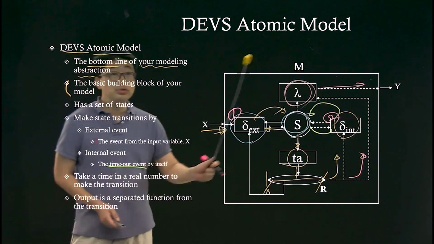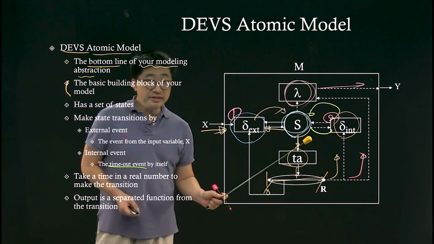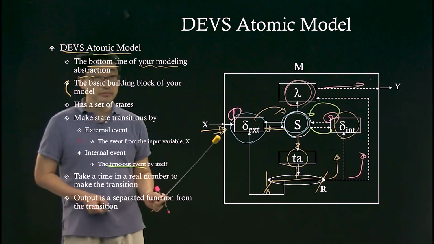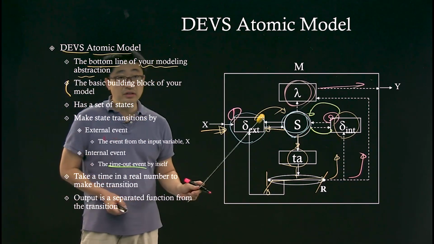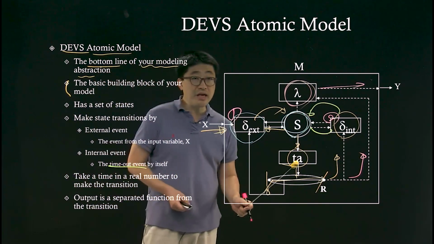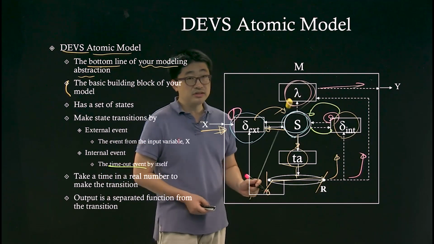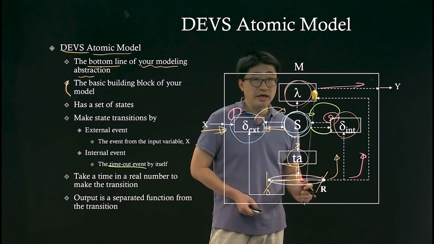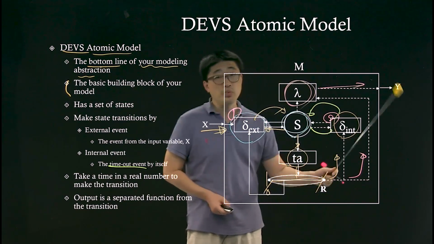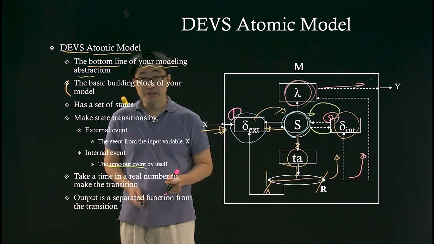So that's the lambda function, which is an output function, and all of this together constitutes the DEVS atomic model. State is defined, and input and output are defined. Input and state together create the external transition, and state and the time advance function create the timer. Once the timer is done, the state is transitioned by the internal state transition, and lambda is called and output is generated.